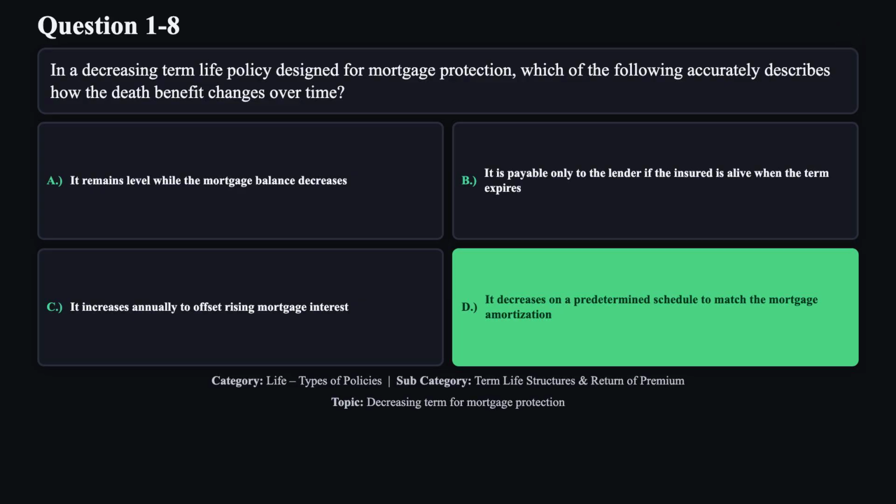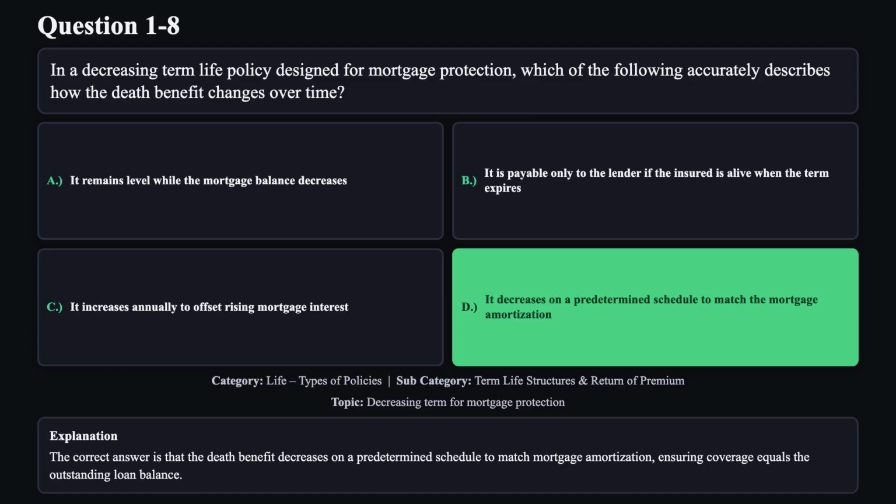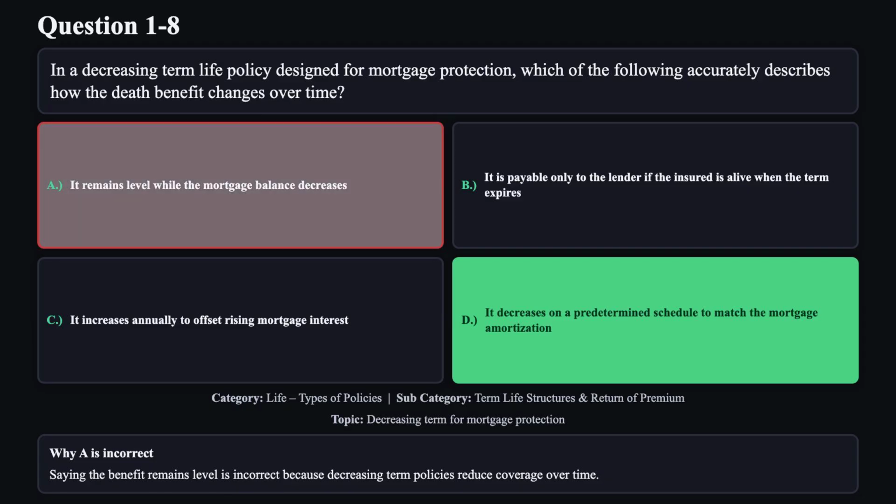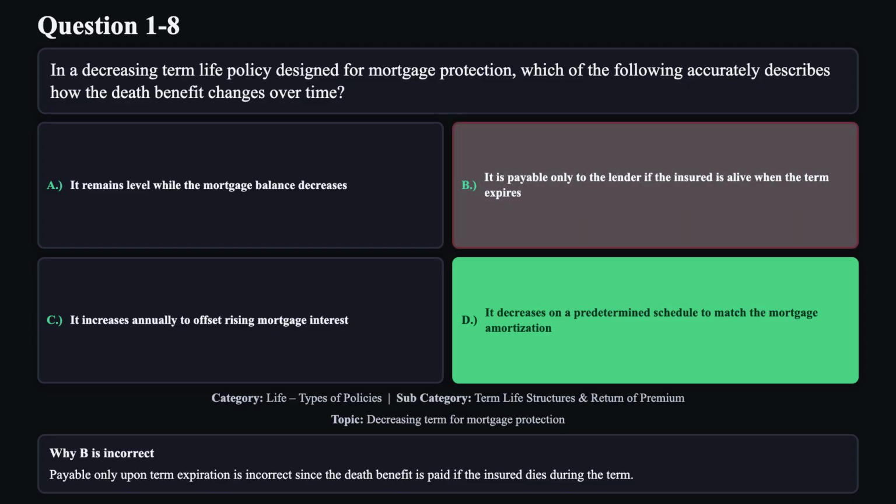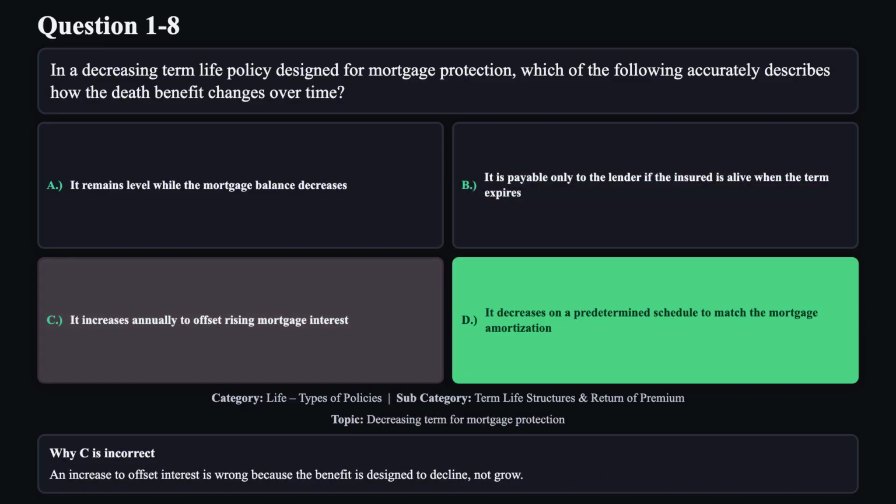The correct answer is D. The correct answer is that the death benefit decreases on a predetermined schedule to match mortgage amortization, ensuring coverage equals the outstanding loan balance. Reason A is not correct. Saying the benefit remains level is incorrect because decreasing term policies reduce coverage over time. Reason B is not correct. Payable only upon term expiration is incorrect since the death benefit is paid if the insured dies during the term. Reason C is not correct. An increase to offset interest is wrong because the benefit is designed to decline, not grow.